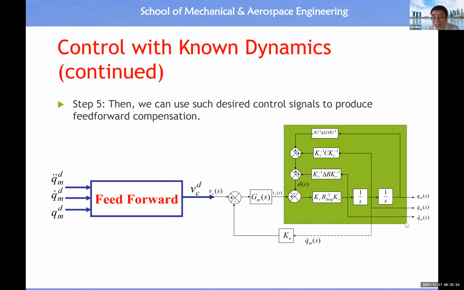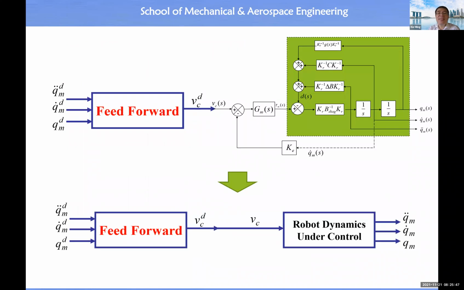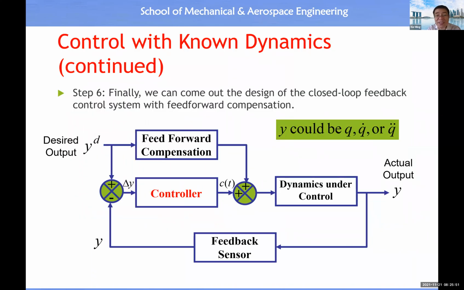Then we can still add in negative feedback here to minimize the residue due to the error, then make the final error become 0. Then in this way, we can come up with the basic block diagram for the control of a robot if we know the dynamics equation of the robot.